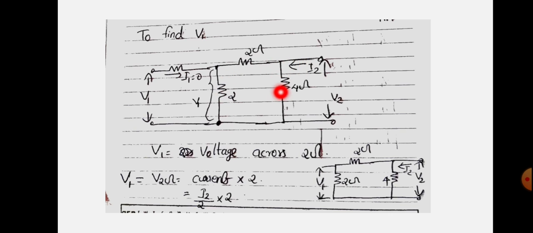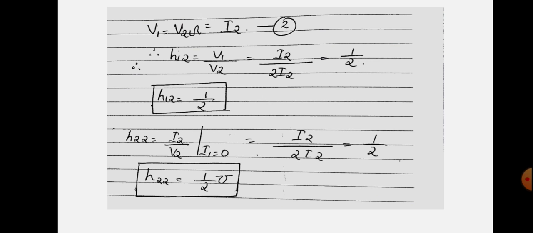because both are equal resistance paths. So I2 by 2 flows through this path and also I2 by 2 flows through this path. So the current through this 2 ohm resistance is equal to I2 by 2. So you can write V1 equal to V2 ohm equal to I2 by 2 into 2, that is equal to I2. So now you got the value of V1 and V2. So you can easily find out H12 by taking the ratio V1 by V2. So that value is equal to 1 by 2. Since it is the ratio of two voltages, it is a dimensionless quantity. So H12 equal to 1 by 2.